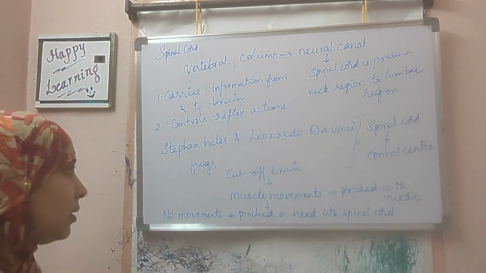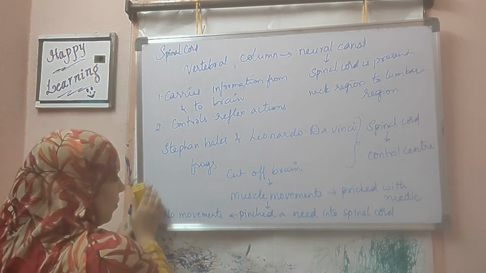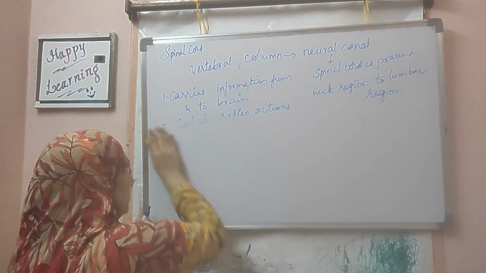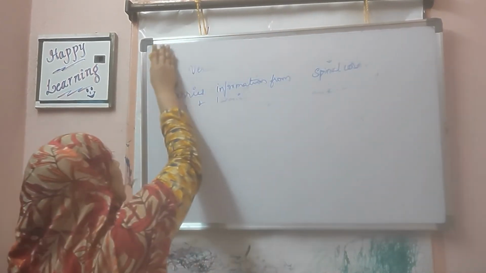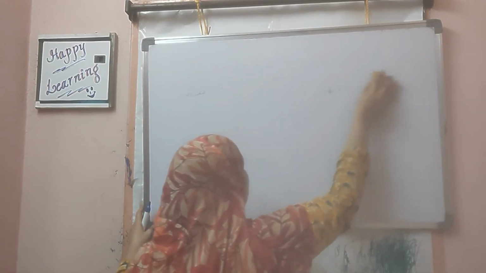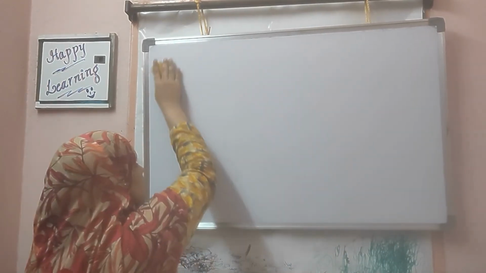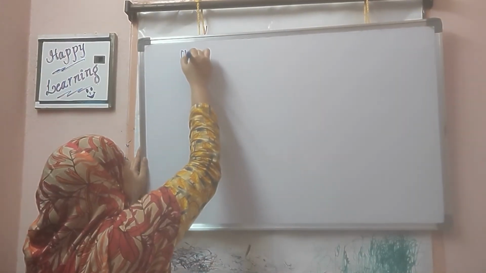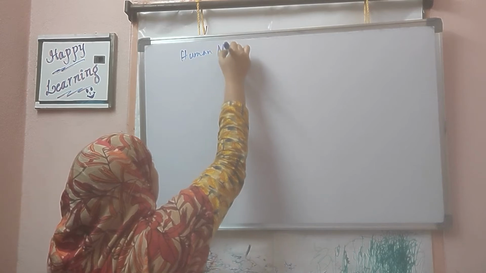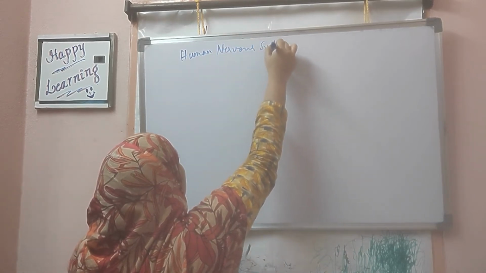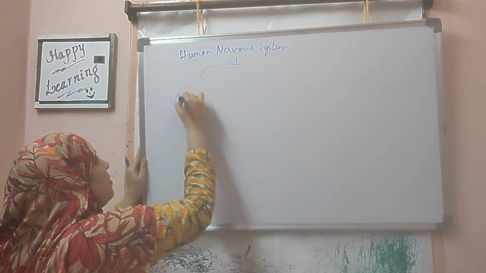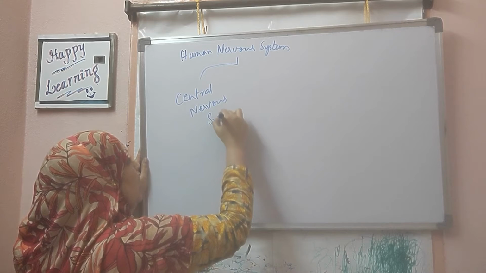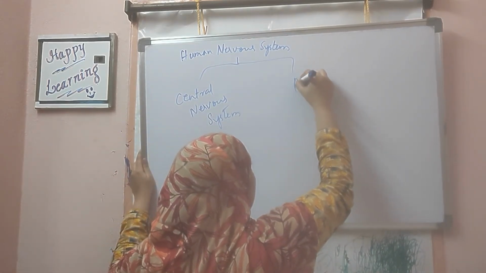Now coming to the peripheral nervous system. So first we will understand the parts of the brain and the parts of the nervous system to understand the peripheral nervous system. The human nervous system is divided into the central nervous system and the peripheral nervous system.